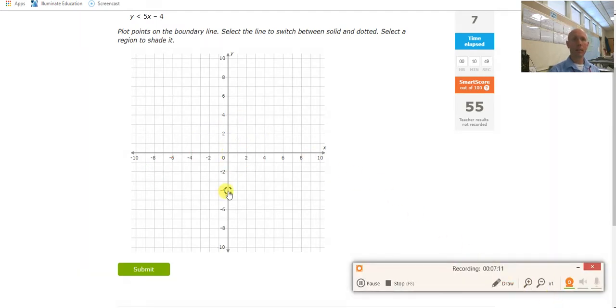Graphing it, I'm starting at -4. I'm going up 5, 1, 2, 3, 4, 5 over 1. It is a dashed line. And now I have to figure out where to shade this thing.